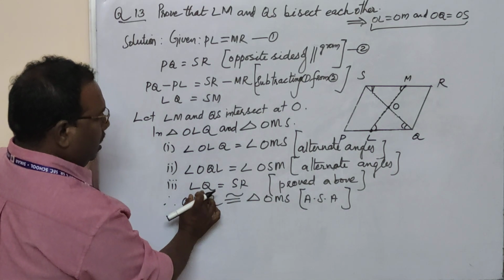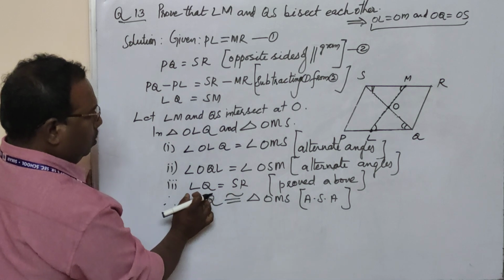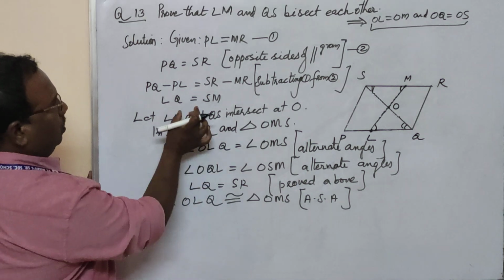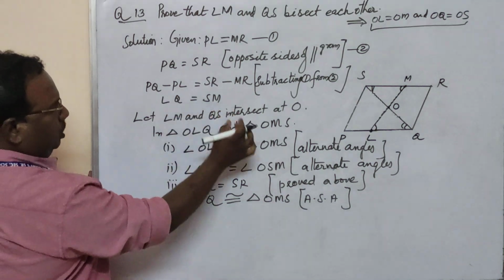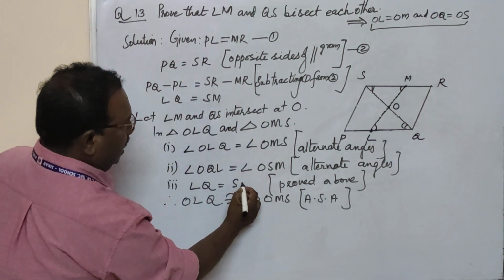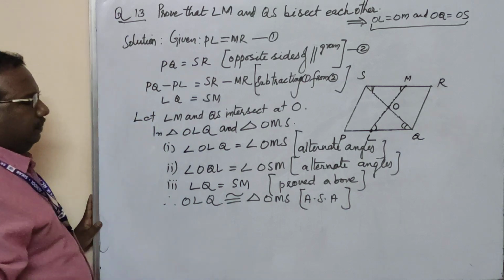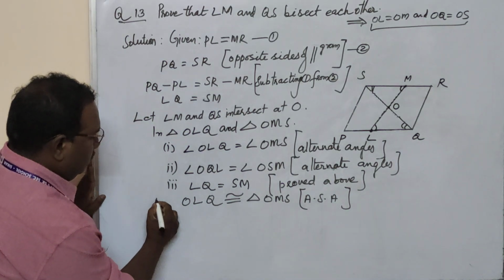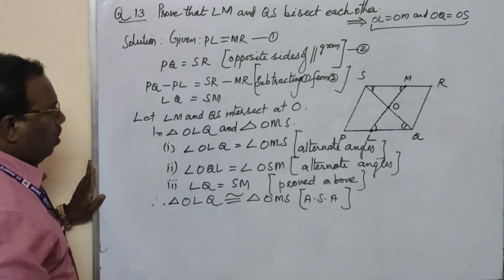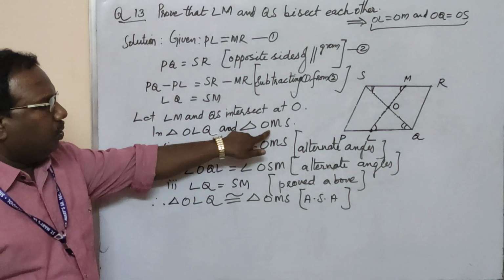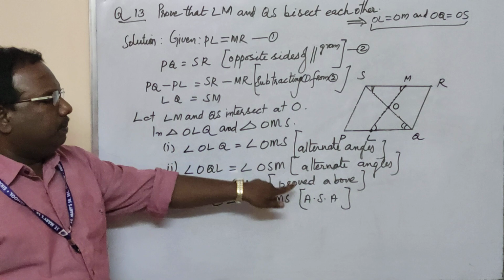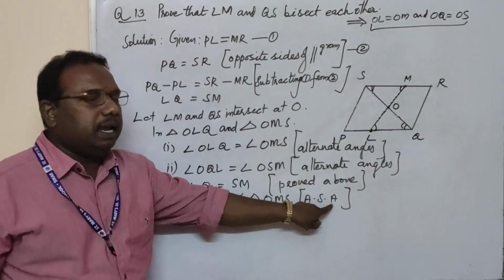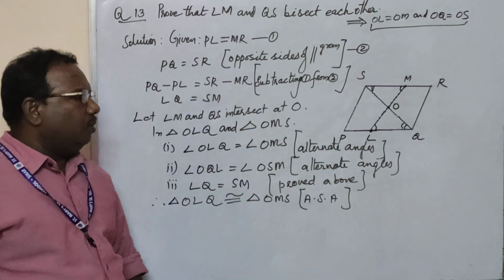Angle, LQ is equal to SM, proved above. Here it is SM, not R. Therefore, triangle OLQ is congruent to triangle OMS by ASA, the angle side angle criterion of congruency.